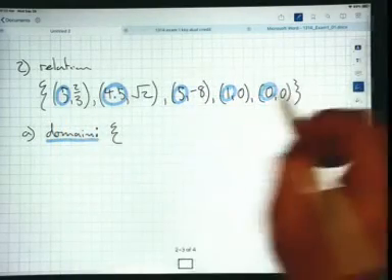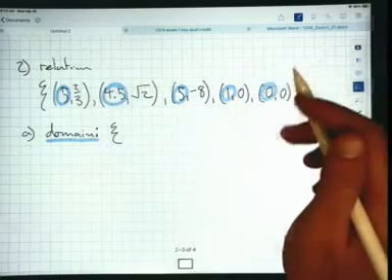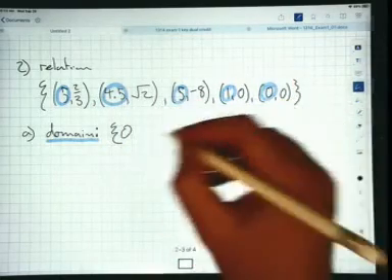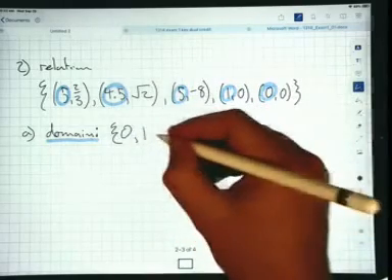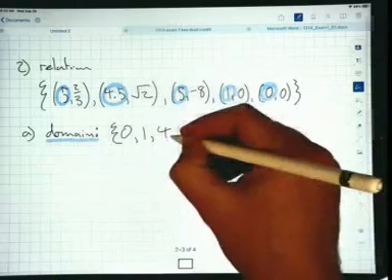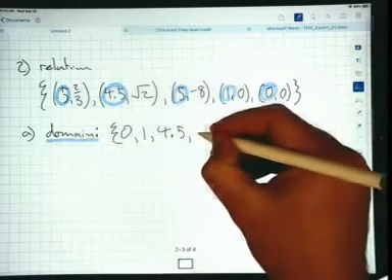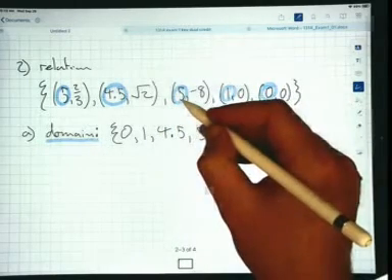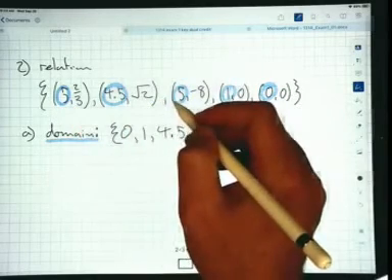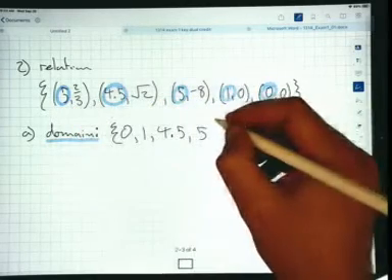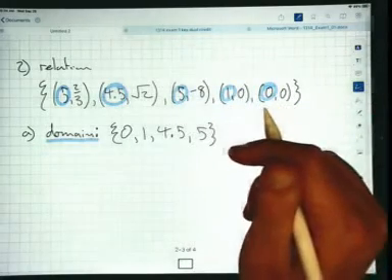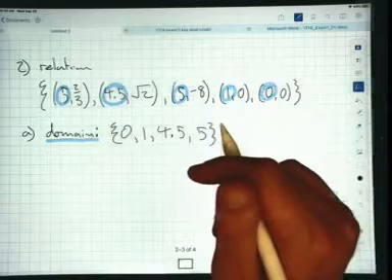So when I look at these, my x's, and I highlighted them in blue, the lowest value is 0. Then we get to 1. Then I get to 4.5. Then I have 5. Now, notice that you have a 5 here and a 5 there. We do not repeat the 5. So we're done. Does that make sense?